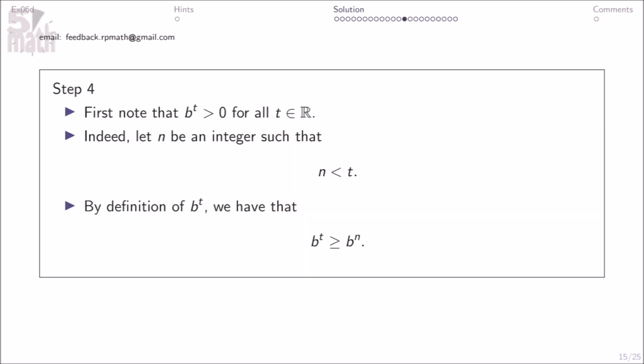Step 4. First note that b^t > 0 for all t ∈ ℝ. Indeed, let n be an integer such that n < t. By definition of b^t, we have that b^t ≥ b^n.